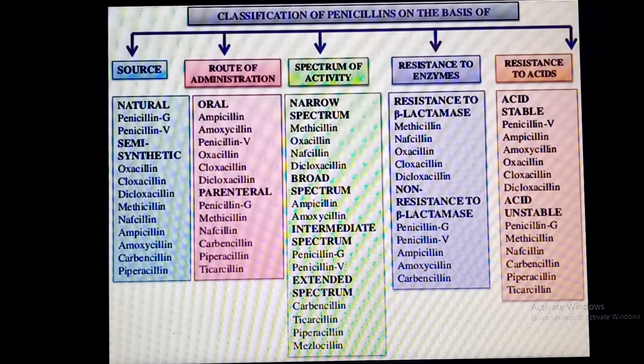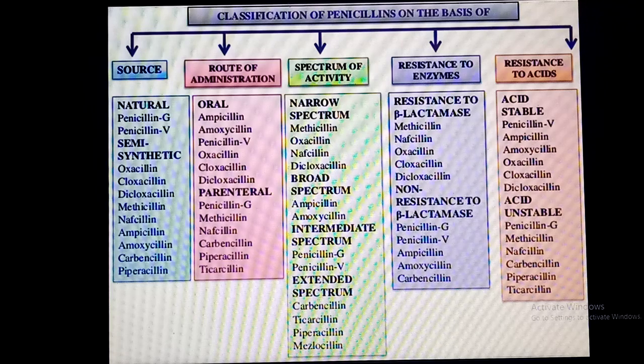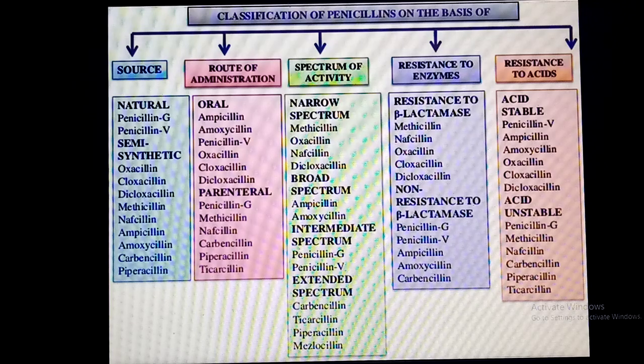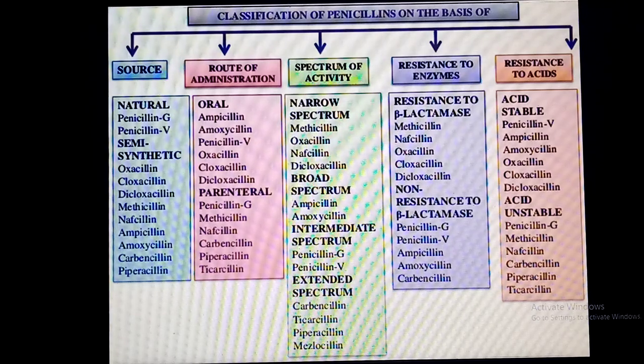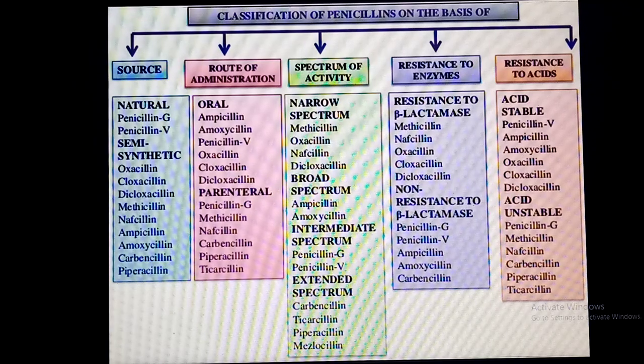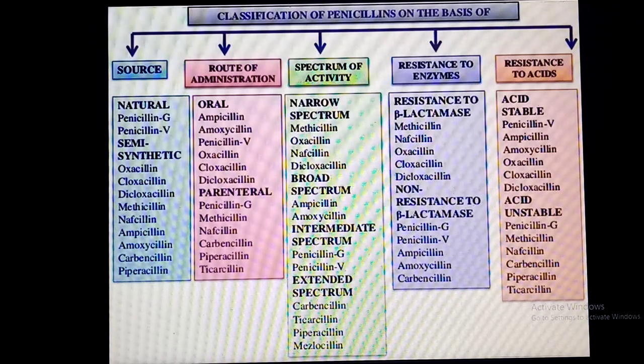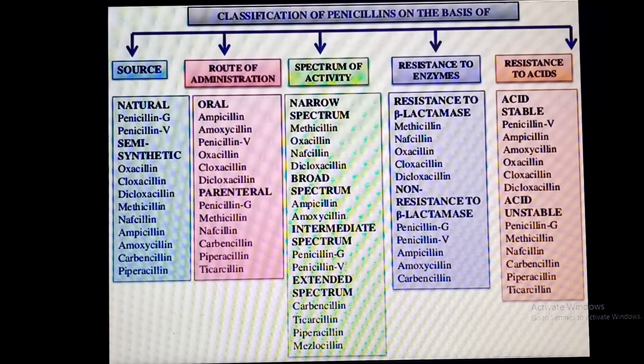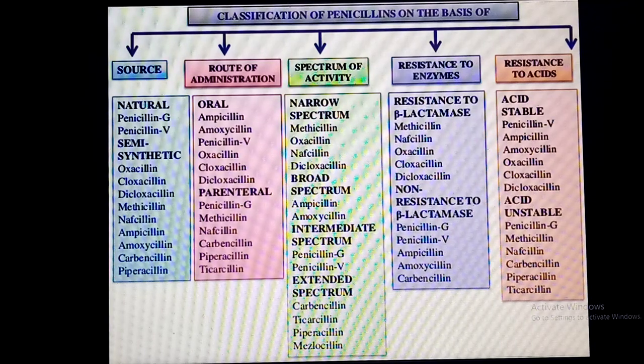And the fifth criterion is those drugs which show resistance to acid. What are the drugs which are stable in the presence of acid? Penicillin V is stable in acidic environment, as well as ampicillin, amoxicillin, oxacillin, cloxacillin, and dicloxacillin. While the acid unstable drugs, those which are not stable in acidic environment, include penicillin G. It means that penicillin G is not stable in acidic environment, like methicillin, nafcillin, and carbenicillin.